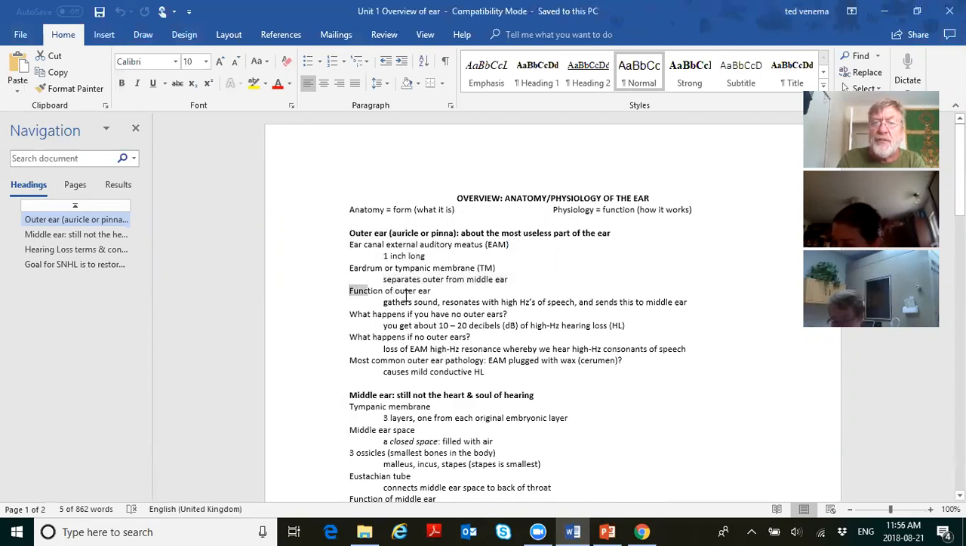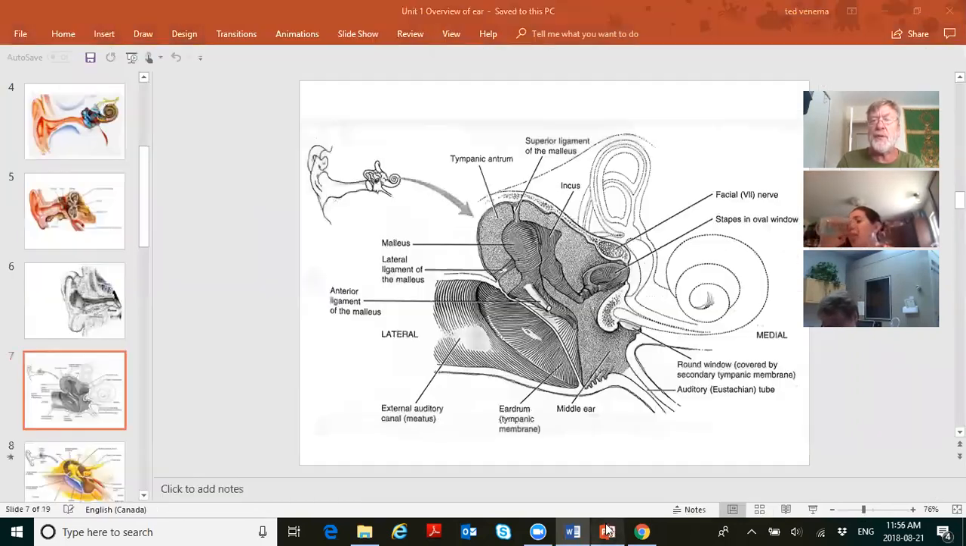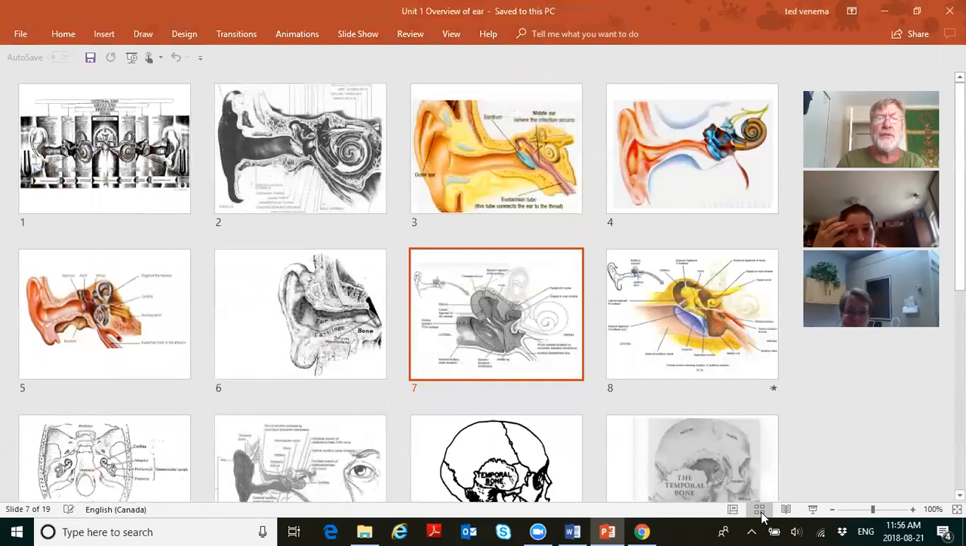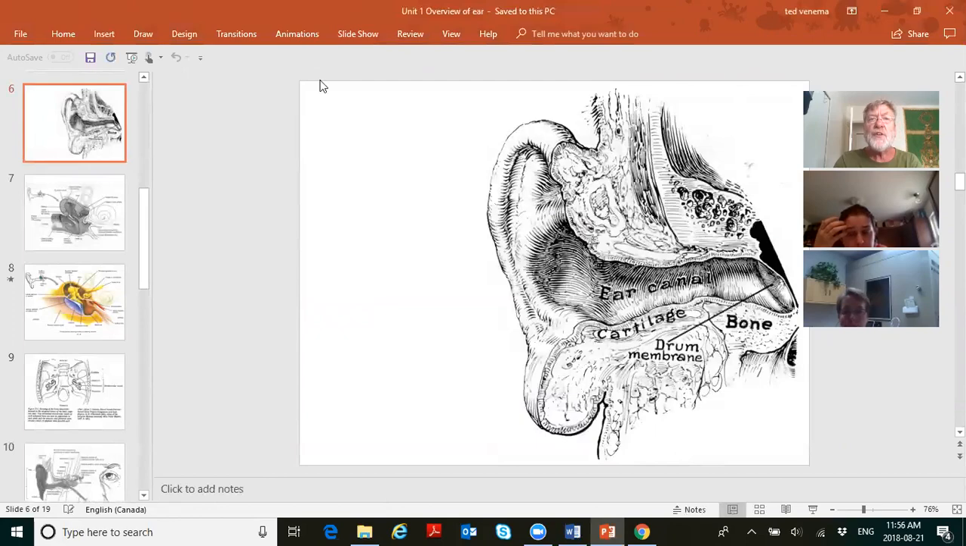And the function of the outer ear, it gathers sound, and it actually resonates with the high frequencies of sound. What does that mean in English? Let's see if I've got a picture of that. I may, and I may not. Okay, good, I don't. We'll cover that next week anyway. We don't need to worry. Let's talk about resonance. Remember we did in acoustics? We said mass resonates with low pitches and stiffness resonates with high pitches.